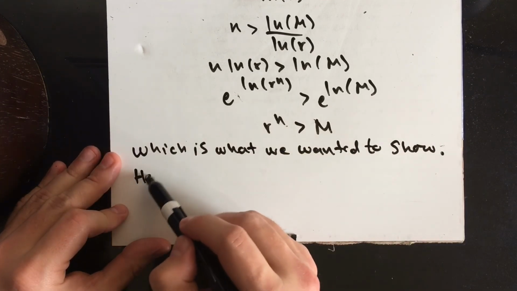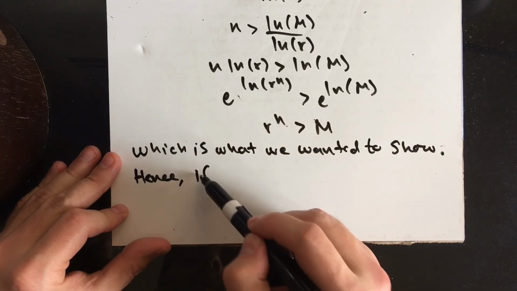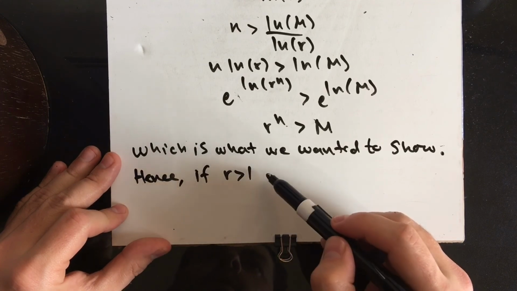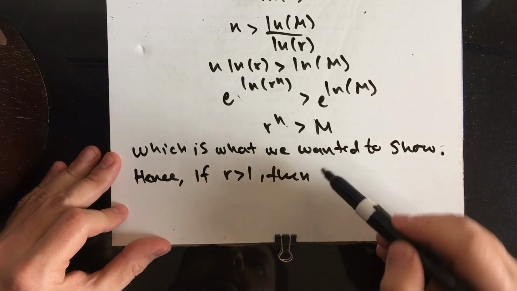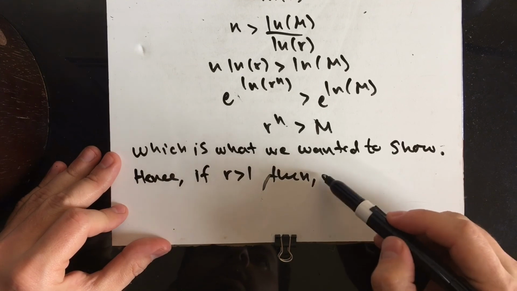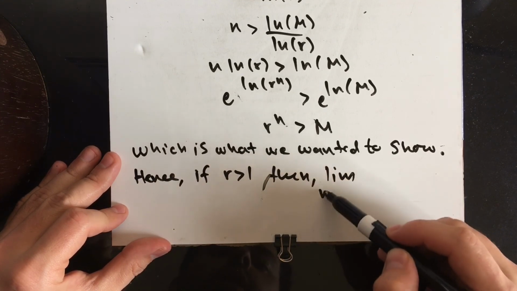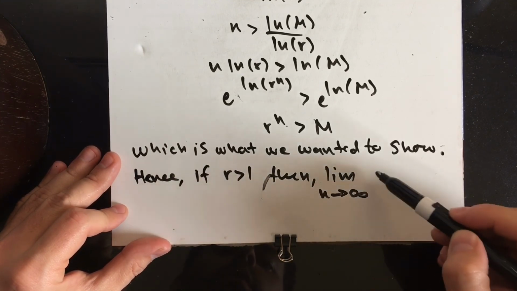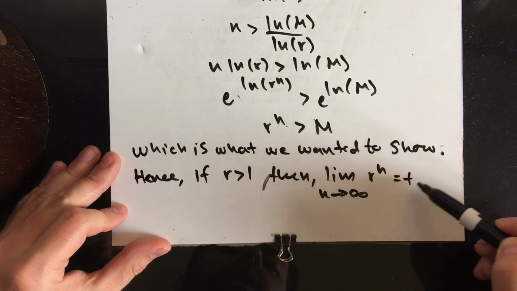Hence, if r is greater than 1, then the limit as n approaches infinity of the sequence r to the n is equal to positive infinity.